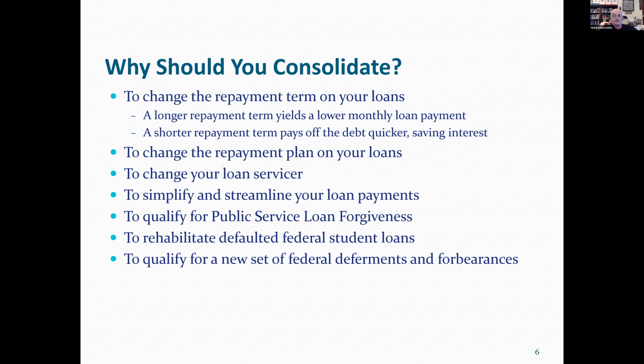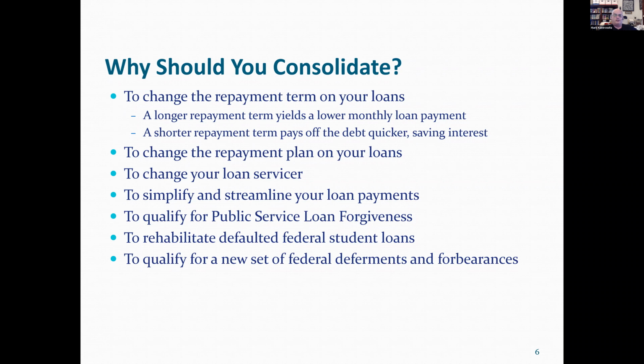Now, you can also change the repayment plan on your loans. With federal loans, you can get an income-driven repayment plan. Some of the federal loans have only income-based repayment available to them. That's for loans in the FFEL program. By consolidating into the direct loan program, they get all four income-driven repayment plans: income contingent repayment, income-based repayment, Pay As You Earn repayment, and Revised Pay As You Earn repayment.